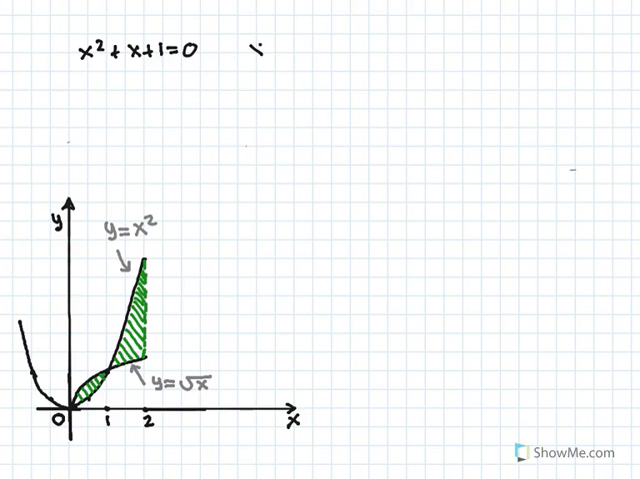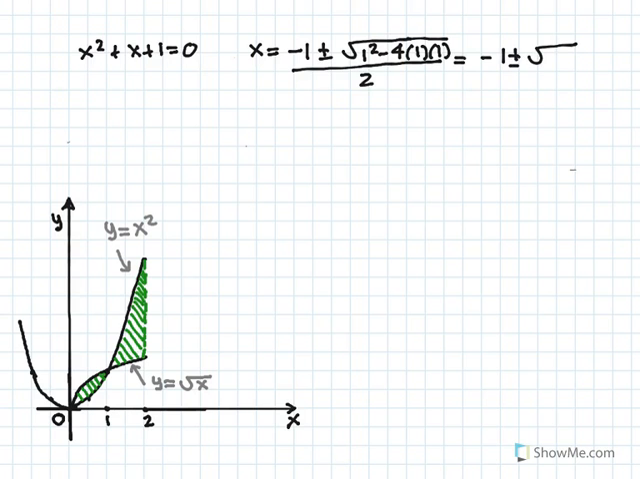Apply the quadratic formula. x is equal to negative b plus or minus root b squared, that's 1 squared, minus 4ac, 4 times 1 times 1, all over 2a, that's all over 2, and we get negative 1 plus or minus root of 1 minus 4, which is negative 3, over 2, and we can't have root of a negative number. This is not possible.